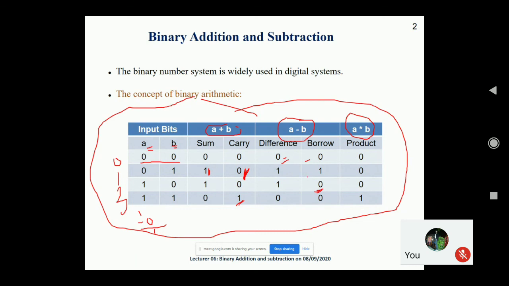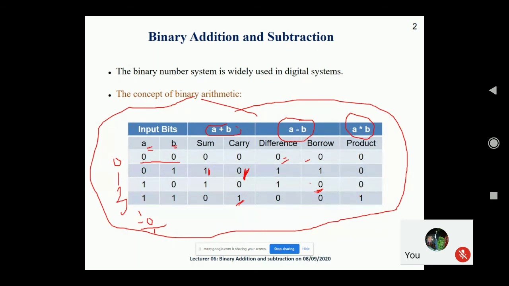And same here, when we use the product, there is no concept of borrow and carry, so only one output is generated. 0 times 0 is 0, 0 times 1 and 1 times 0 are 0. When only one bit is 0, whatever the other input, the output is always 0. Only when both inputs are 1 and 1 is the output 1. That is the concept.